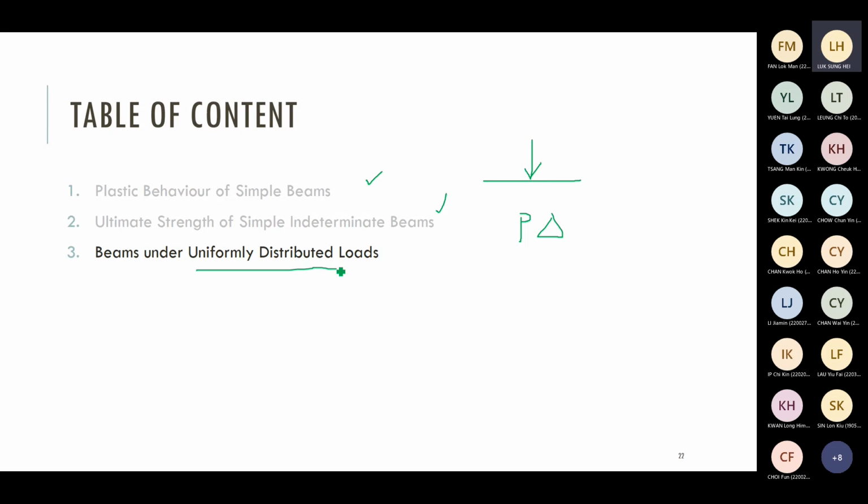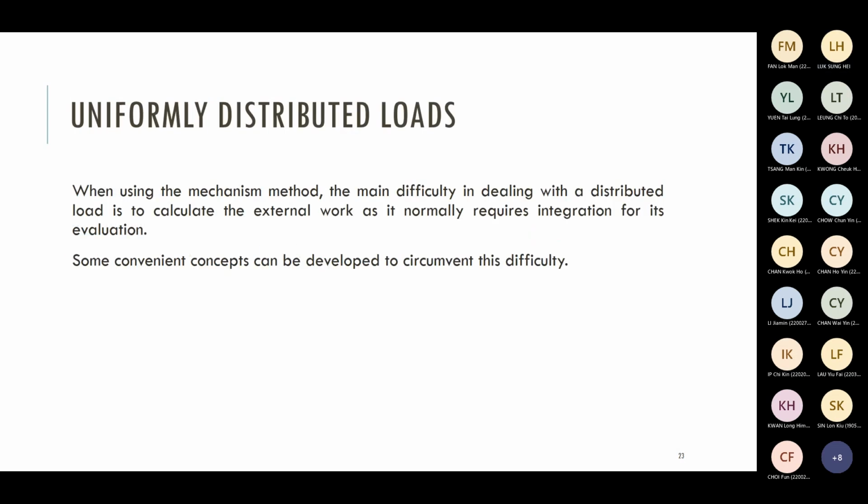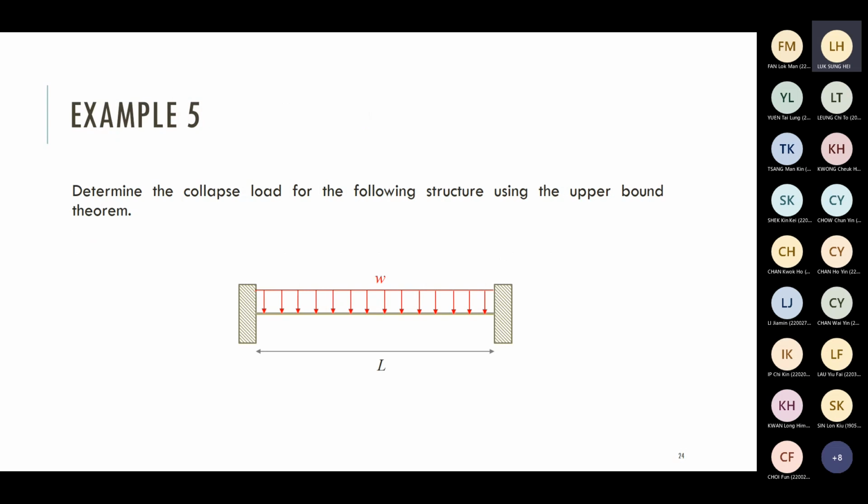In this section, I would like to give you some tips on how to calculate UDL in case you want to use the upper bound theorem. Mechanism method means upper bound theorem. When you use the upper bound theorem, dealing with distributed force, sometimes it's quite difficult for you to calculate the internal and external work. Right here, I would like to use one example to demonstrate how you can deal with the calculations with UDL, one very simple scenario. Suppose we have a fixed end beam under UDL. Try to use the upper bound theorem to estimate the collapse load W.